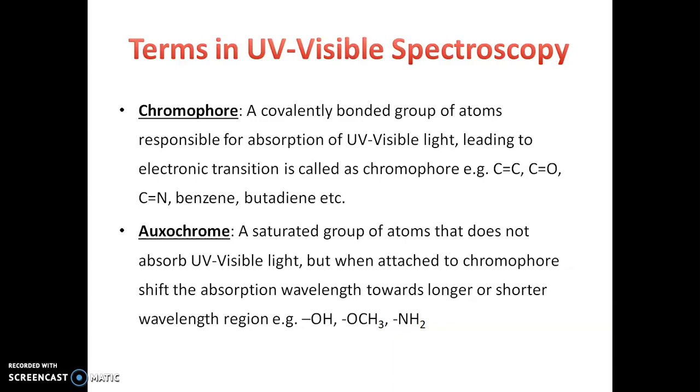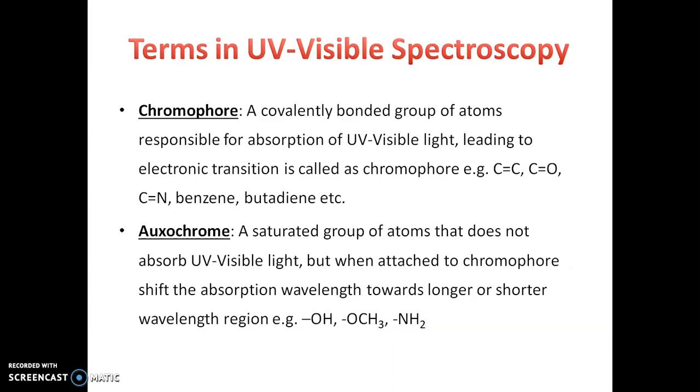Auxochrome. An auxochrome is an atom or a group of atoms bonded to a chromophore by a saturated covalent bond. It is not absorbing the UV visible light directly, but when this auxochrome is attached to the chromophore, it is responsible for change in the wavelength of absorption.